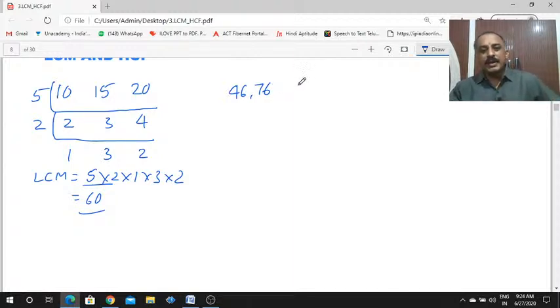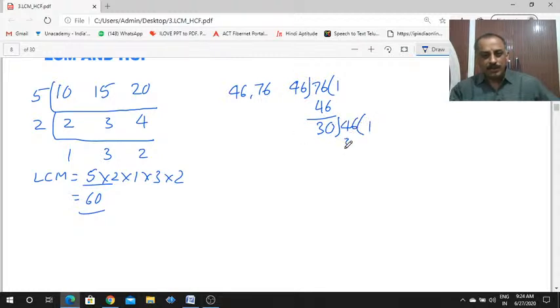46 and 76: big number divided by small number. 46 once 46. What is the remainder? Here the remainder is not 0. If the remainder is not 0, now take this 46 and divide with the present remainder 30. 30 once 30. Again the remainder is not 0. Now once again take this 30. 16 once 16. Now also the remainder is not 0. Now take this 16 and divide with 14.